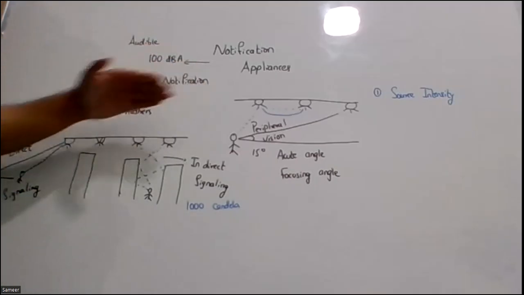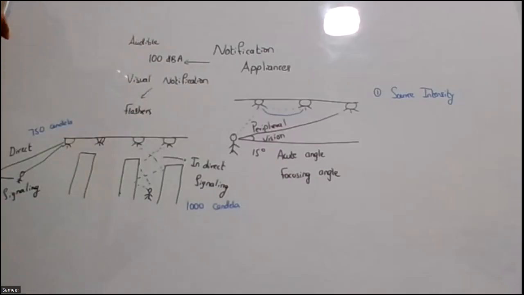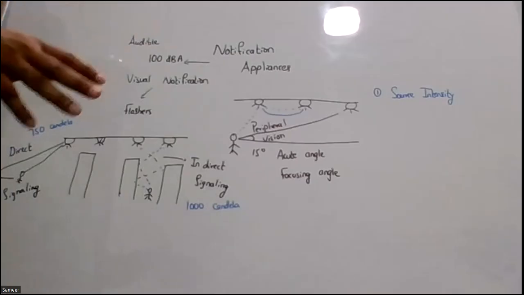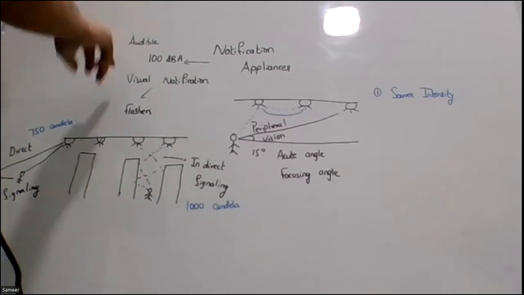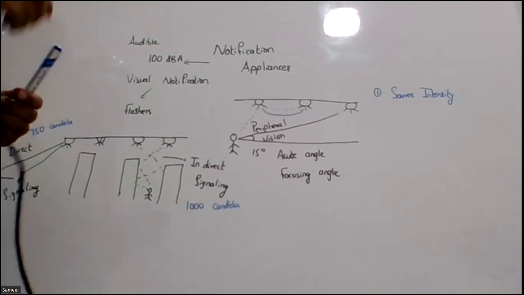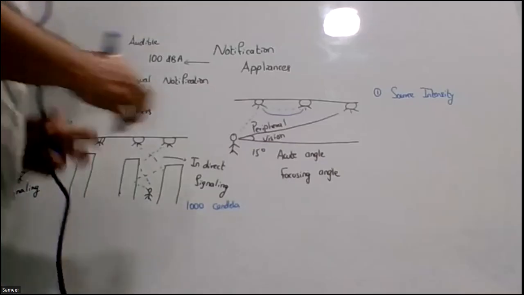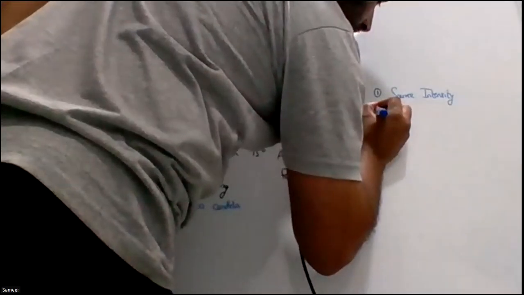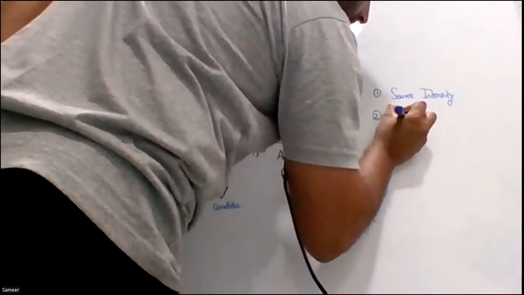So based on that, the first important thing that NFPA 72 addresses in the visual notification, the first important thing that should be kept in consideration while designing any type of visible appliance, is the source intensity. Then comes the source illumination at some distance from the source, meaning illumination at a specific distance.